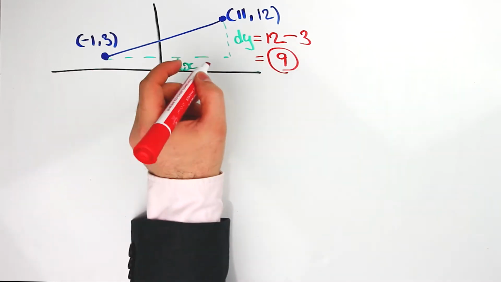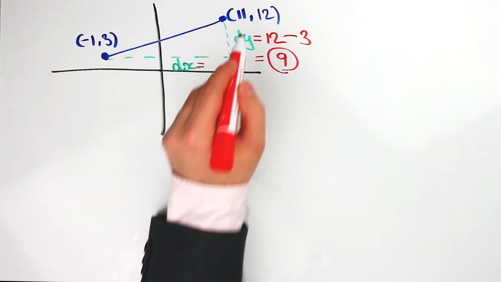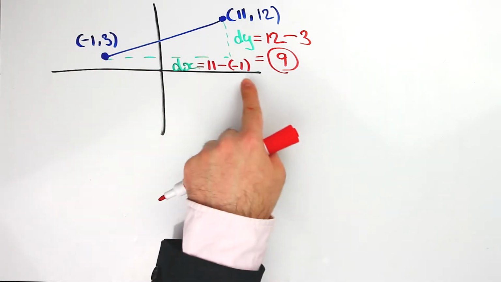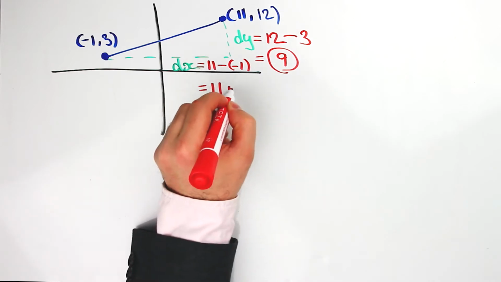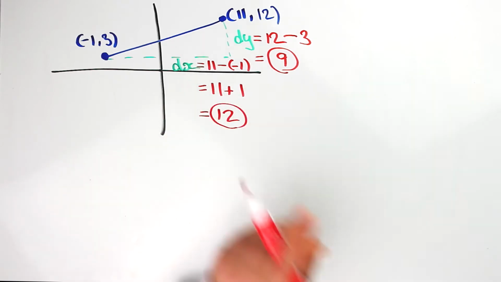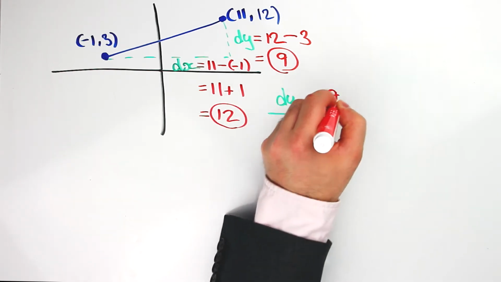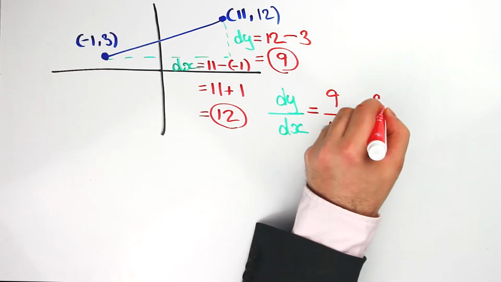Similarly, looking at dx, we're looking at the difference in the x coordinates. We've got 11, and we're going to take it away from -1. So be careful, we've got a double minus there. That means 11 plus 1, which is 12. So now our gradient dy over dx, the difference in y divided by difference in x, is equal to 9 over 12, and then we can simplify that to 3/4.